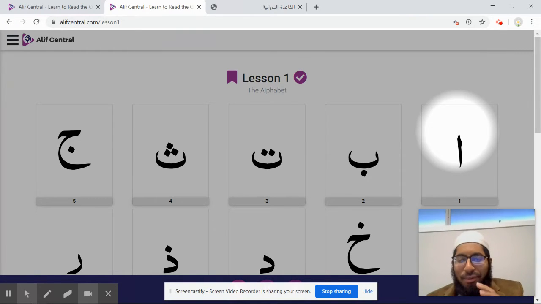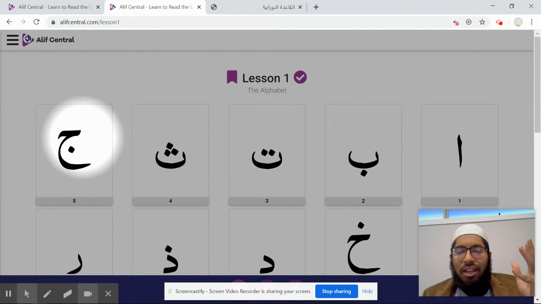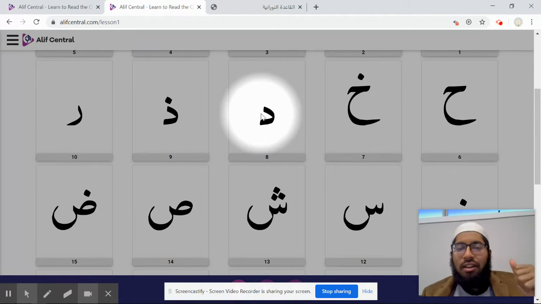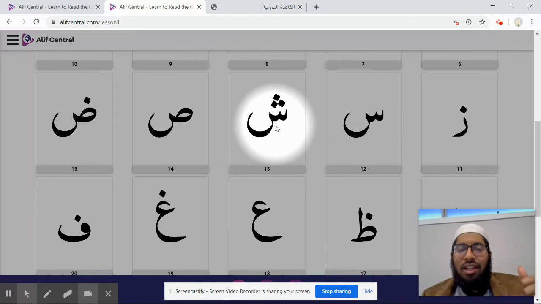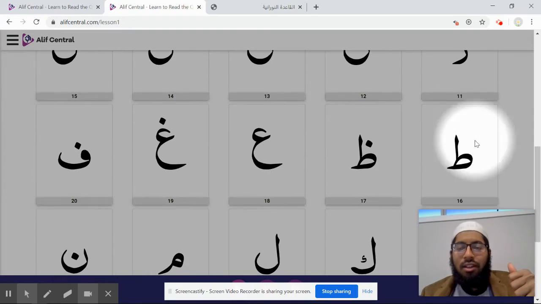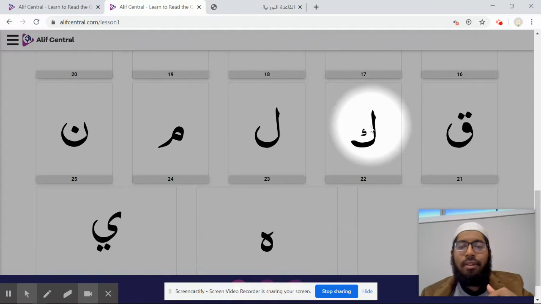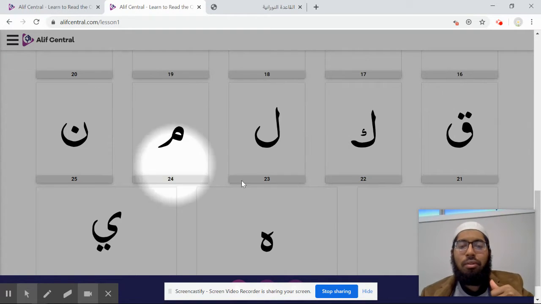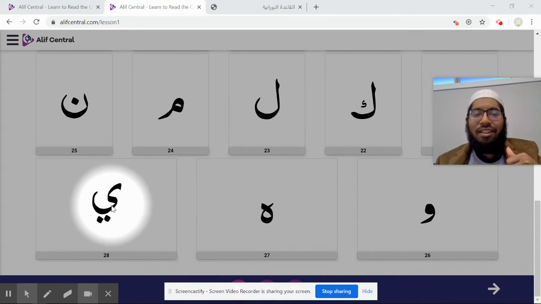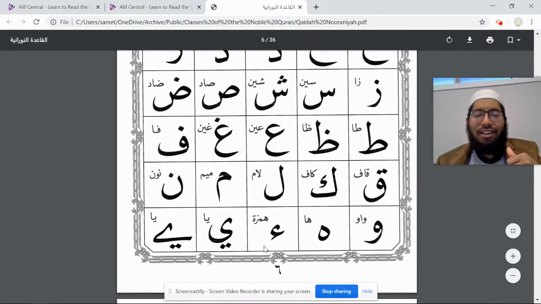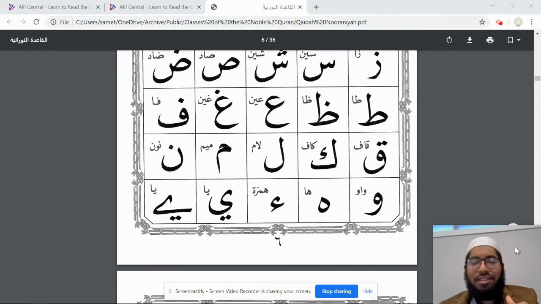Now, before we begin, let us review the letters. Alif, Ba, Ta, Tha, Jim, Ha, Kha, Dal, Dhal, Ra, Za, Sin, Shin, Sad, Dad, Ta, Dha, Ayn, Ghayn, Fa, Qaf, Kaf, Lam, Mim, Noon, Waw, Ha, Ya, and don't forget the baby letter hamza, hamza. Alhamdulillah. And now let us come to our original lesson.